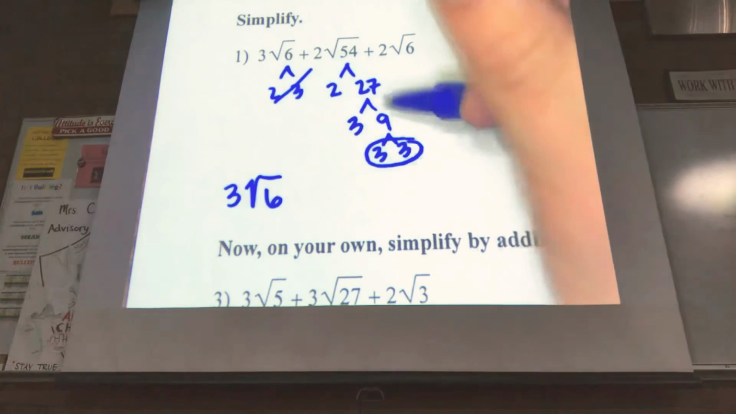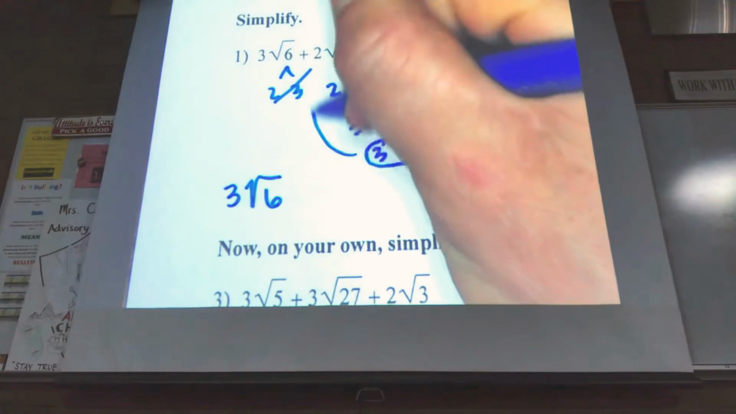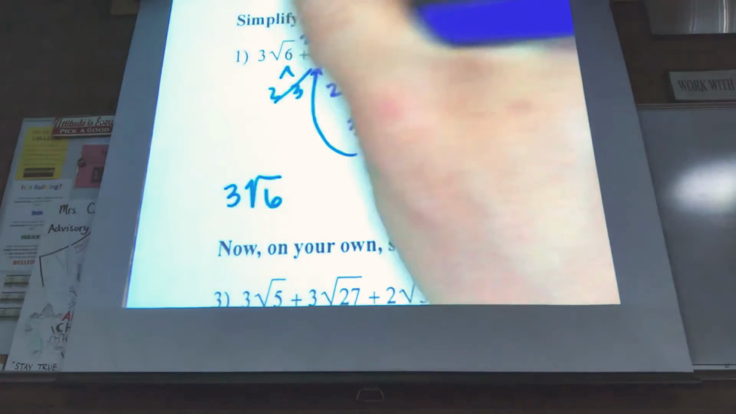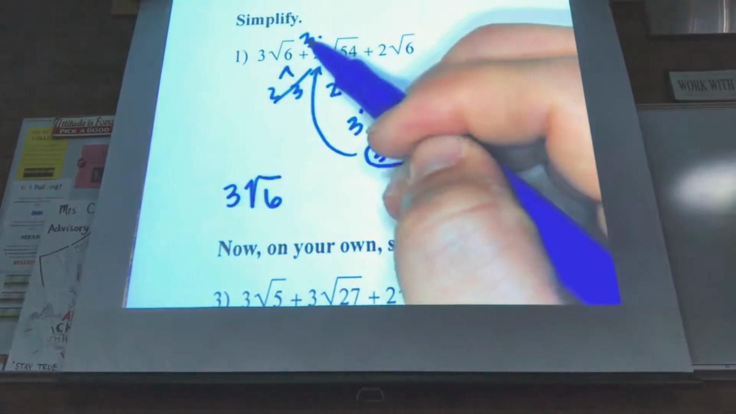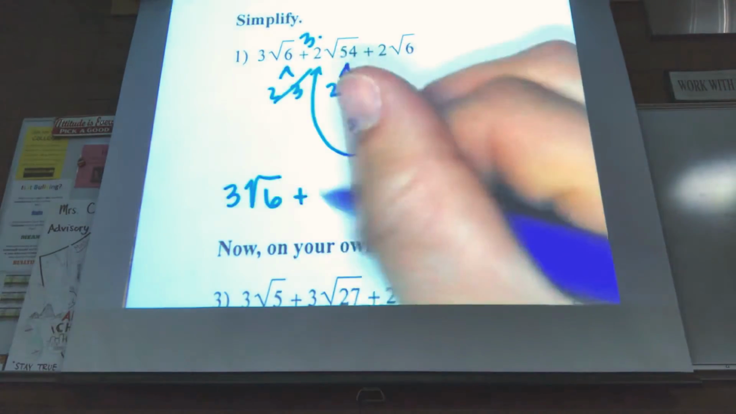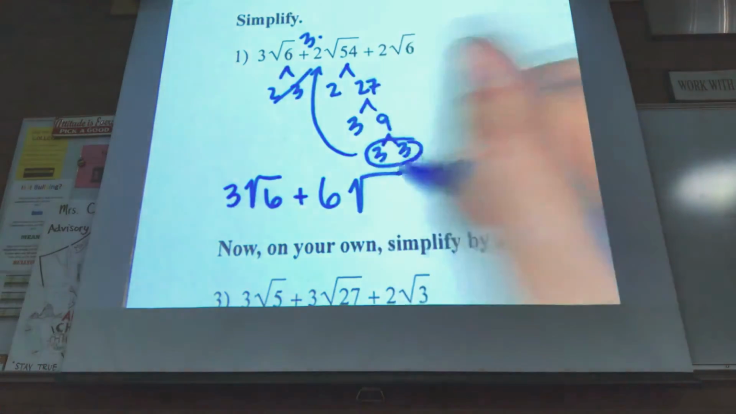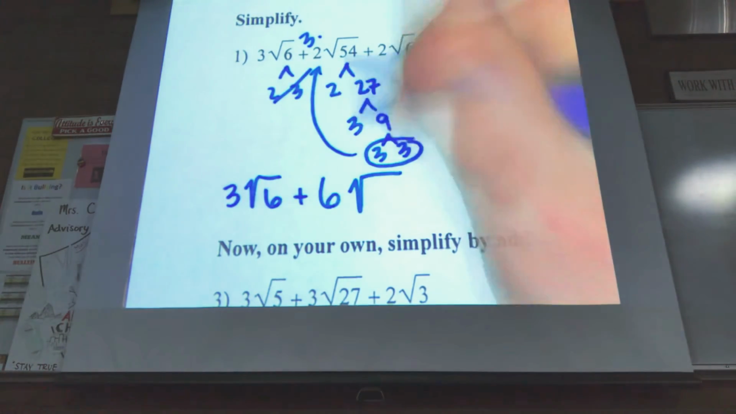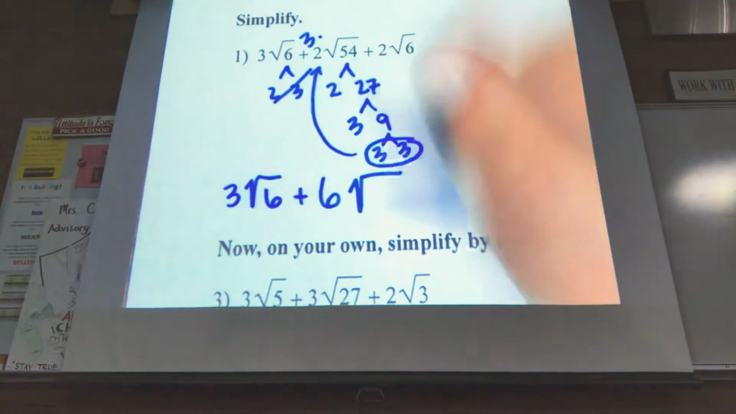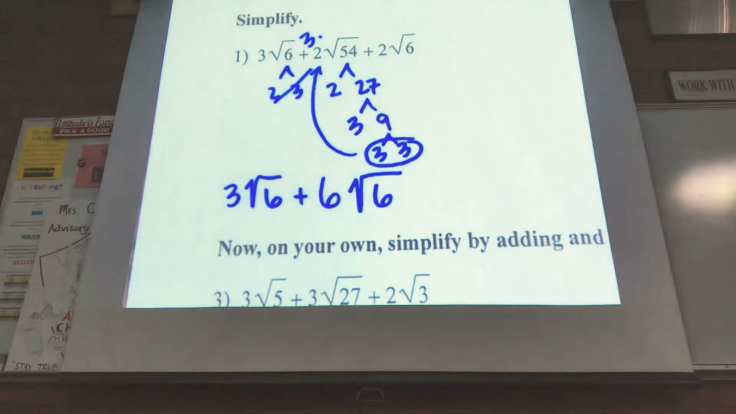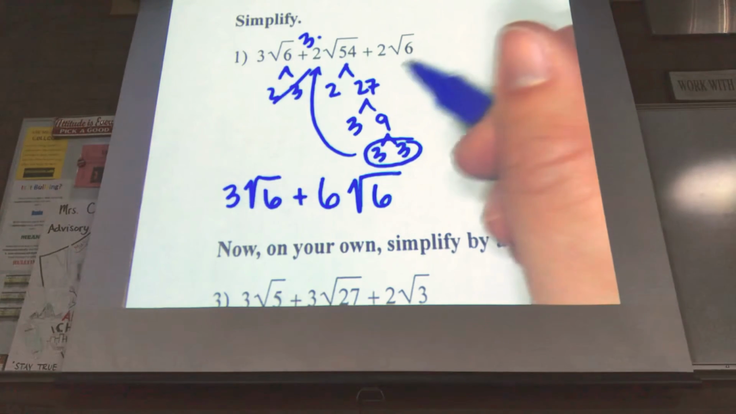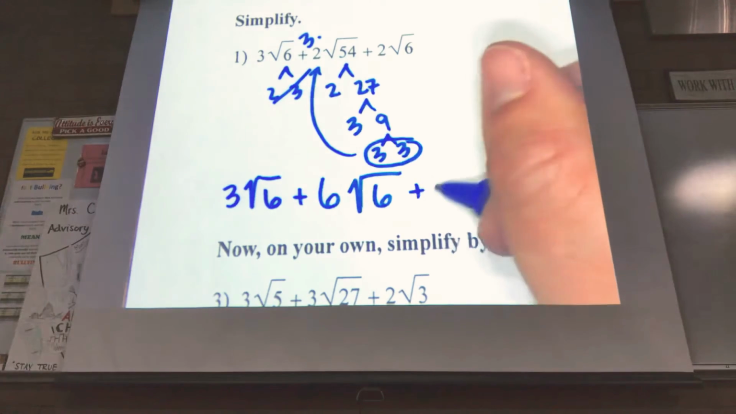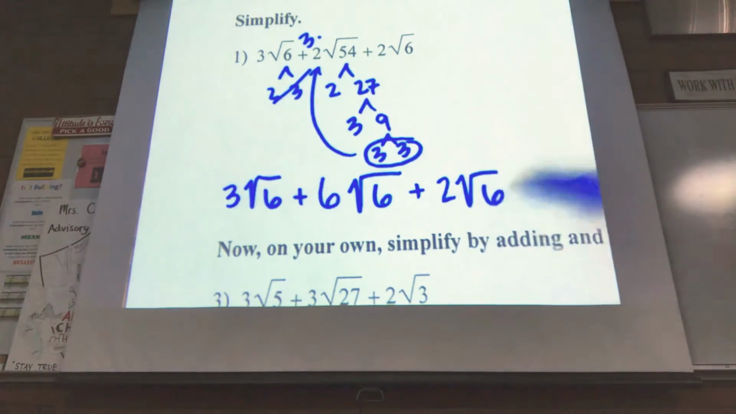So now here's what happens. This 3 comes out and multiplies by this 2. This becomes 3 times 2. That becomes a positive 6 in front. And since the 2 and the 3 had to be left inside, just like that 2 and 3, that becomes root 6 as well. Okay, let's look at our next term. Root 6 again, we know cannot be simplified. So again, that stays plus 2 root 6.